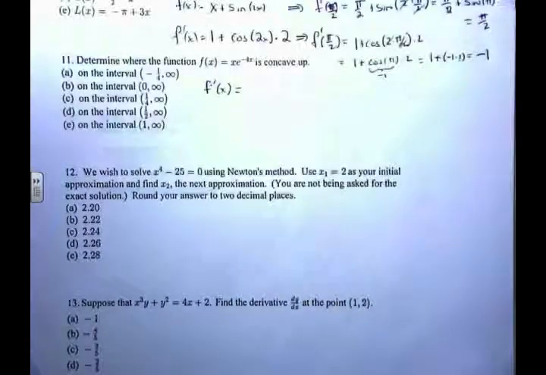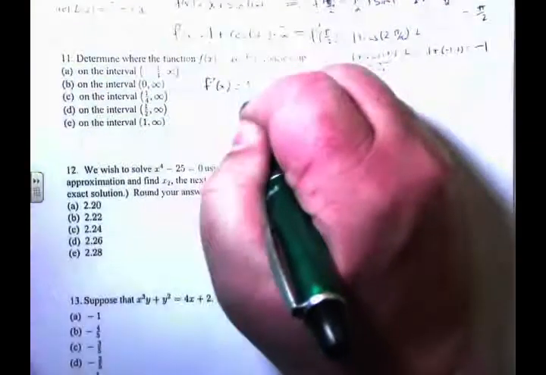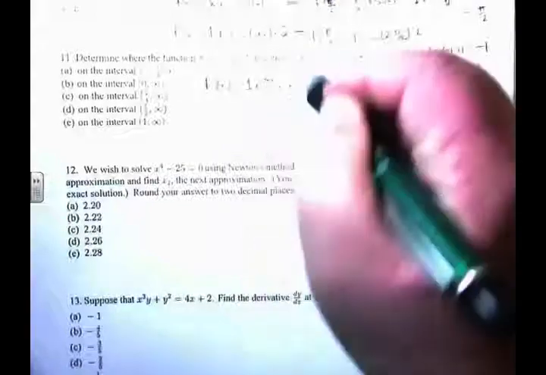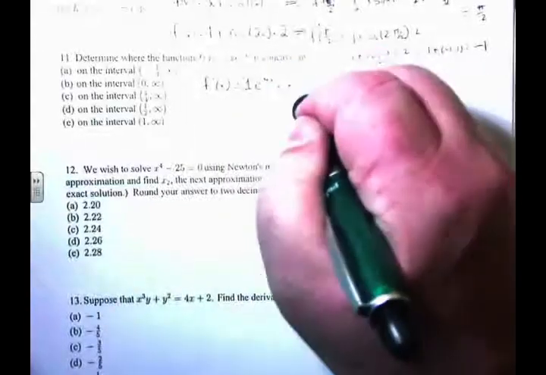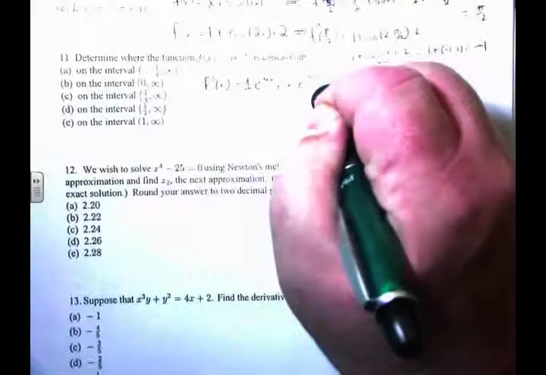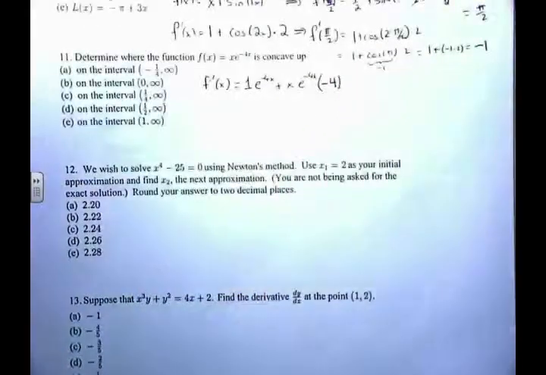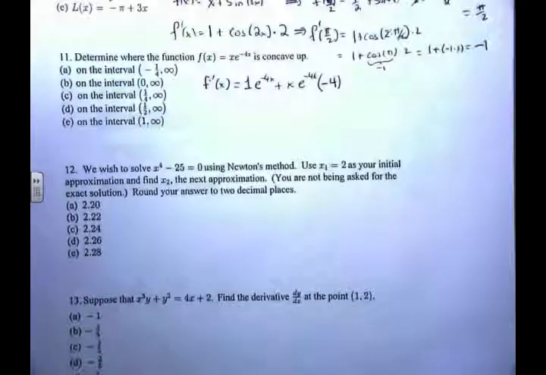So what rule am I going to use to take the derivative of x times e to the negative 4x? Product rule. Derivative of the first, derivative of x is 1, derivative of the first times the second, e to the negative 4x, plus the first, x, times derivative of the second. Derivative of e to the negative 4x is e to the negative 4x times the derivative of the exponent, which is negative 4. Does that make sense? Clean them up.